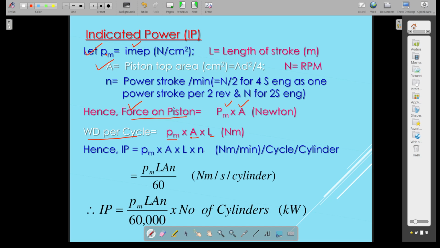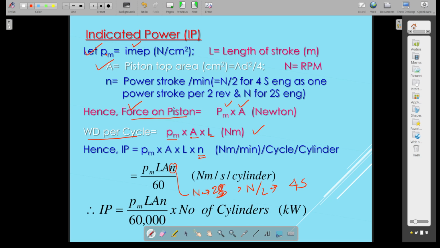And that is for the single revolution. If I have got number of revolutions, that is given by small n. And this small n, again I am telling you, is N for the two stroke, and this small n is N by 2 for the four stroke. This has to be remembered.